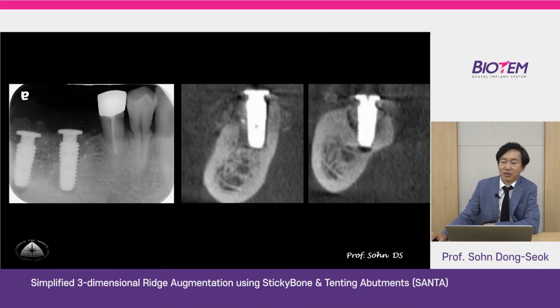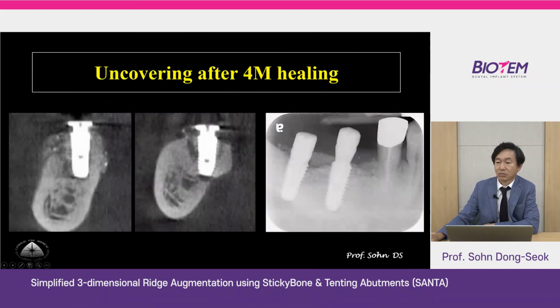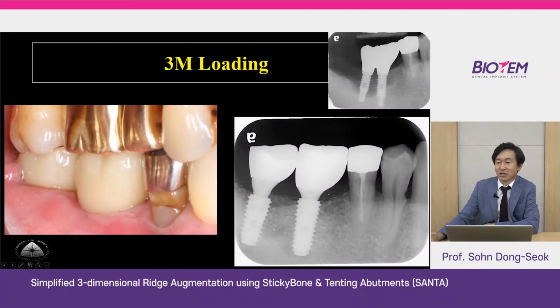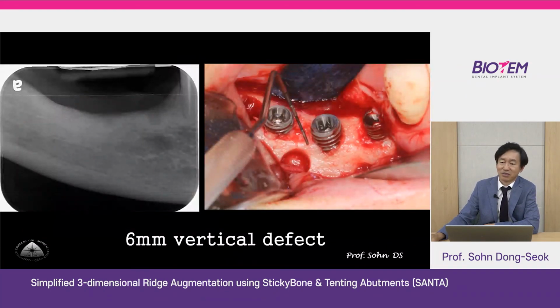This is pre-op, this is post-op, this is post-op. This is pre-op and post-op after 4 months healing. You can see the excellent three-dimensional ridge augmentation with this simple technique. So this is the final restoration after 3 months loading. Maybe a pre-gingival graft is required here. This is before. This is 3 months loading. Very challenging case, but my surgery is simple.